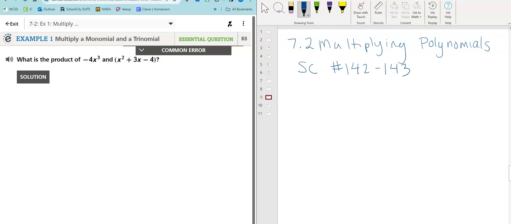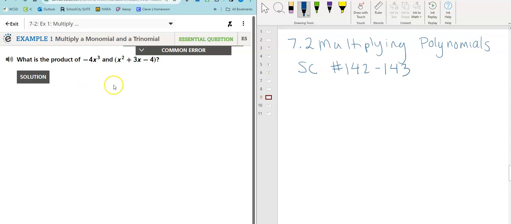Hello and welcome to 7.2. We're going to be looking at multiplying polynomials and monomials and trinomials and all the nomials. We are in our student companion on page 142 and 143.